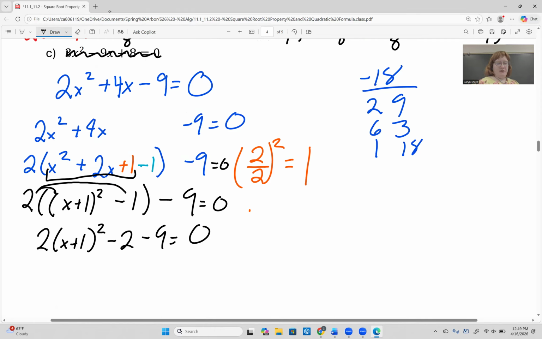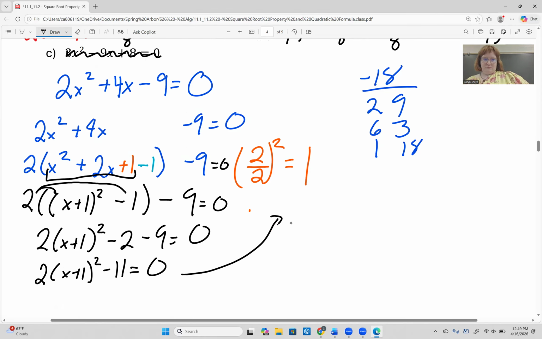What else can be combined then? 2 and 9 to make -11. This is the final complete the square part. Now, the reason this helps is this is something we can solve for. Can add 11. So add 11 to both sides. What would be the next thing we'd do to get x by itself? Divide by 2.